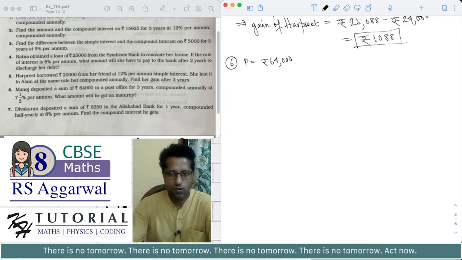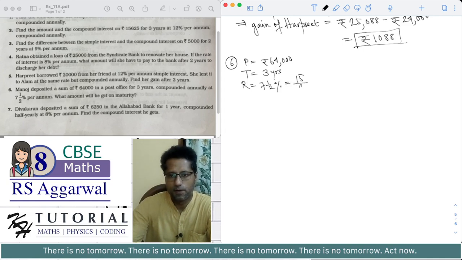He deposited for 3 years. So time is a loan period, not loan actually, this is a kind of investment. Time is 3 years, and the rate of interest is 7.5, which is equal to 15/2% per annum. What amount will he get on maturity?